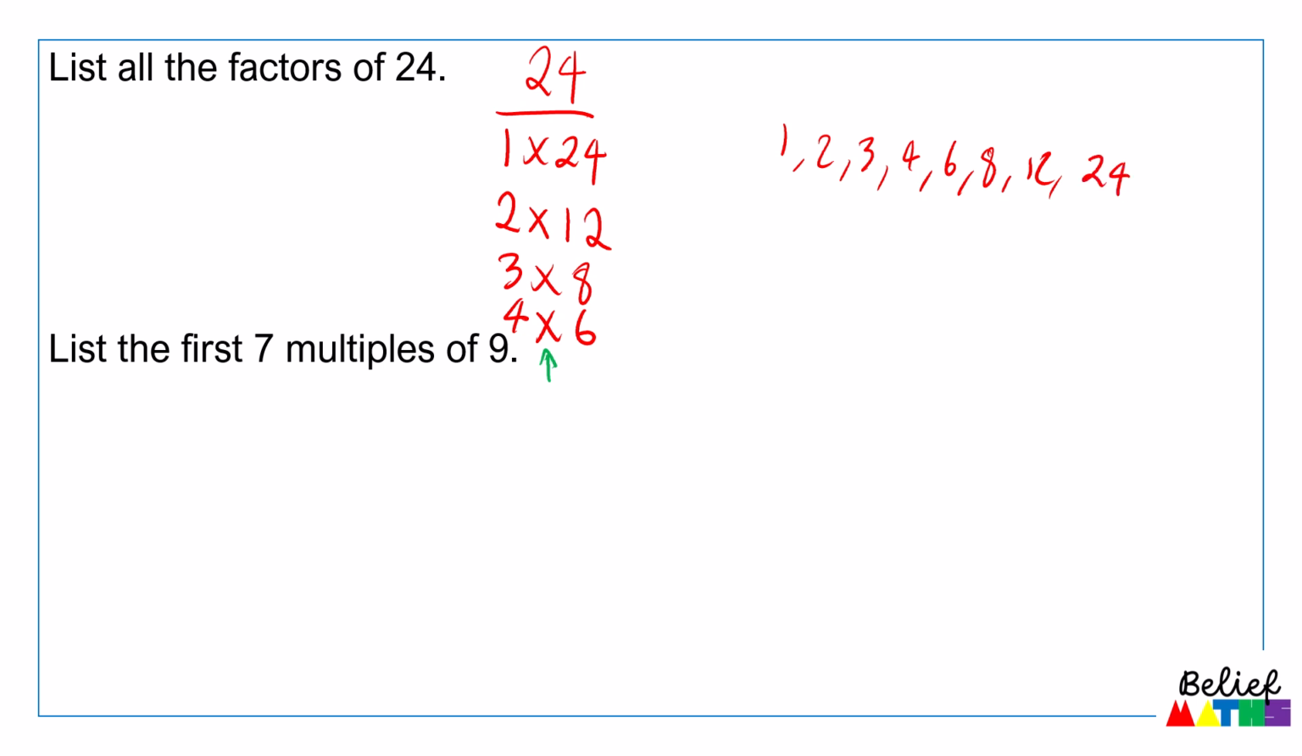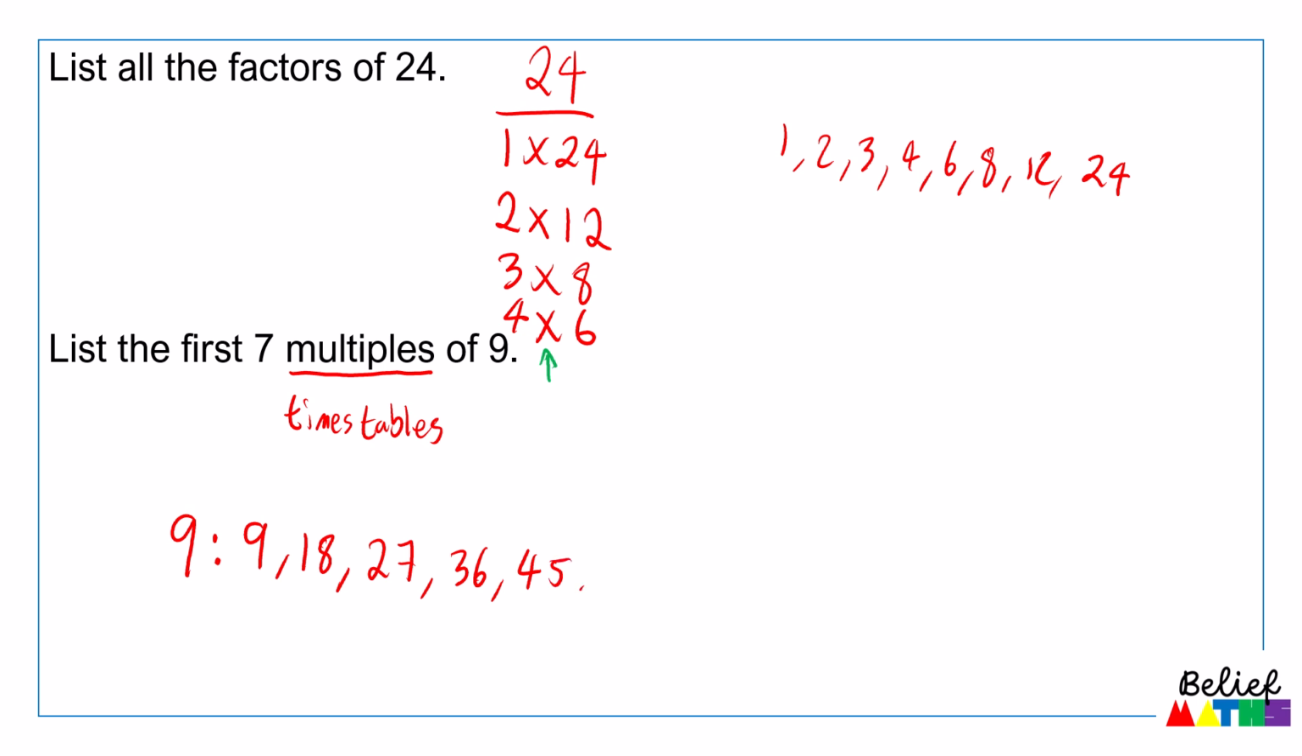Now the next question asks us to list the first 7 multiples of 9. Multiples is just another way to say your times tables. It's the result from your times tables. So the first 7 multiples of 9. We start with 9 and write a little colon just to say that's what we're using. And then we just do 9 times 1 is 9, 9 times 2 is 18, 9 times 3 is 27, 36, 45, 54, and finally 63.